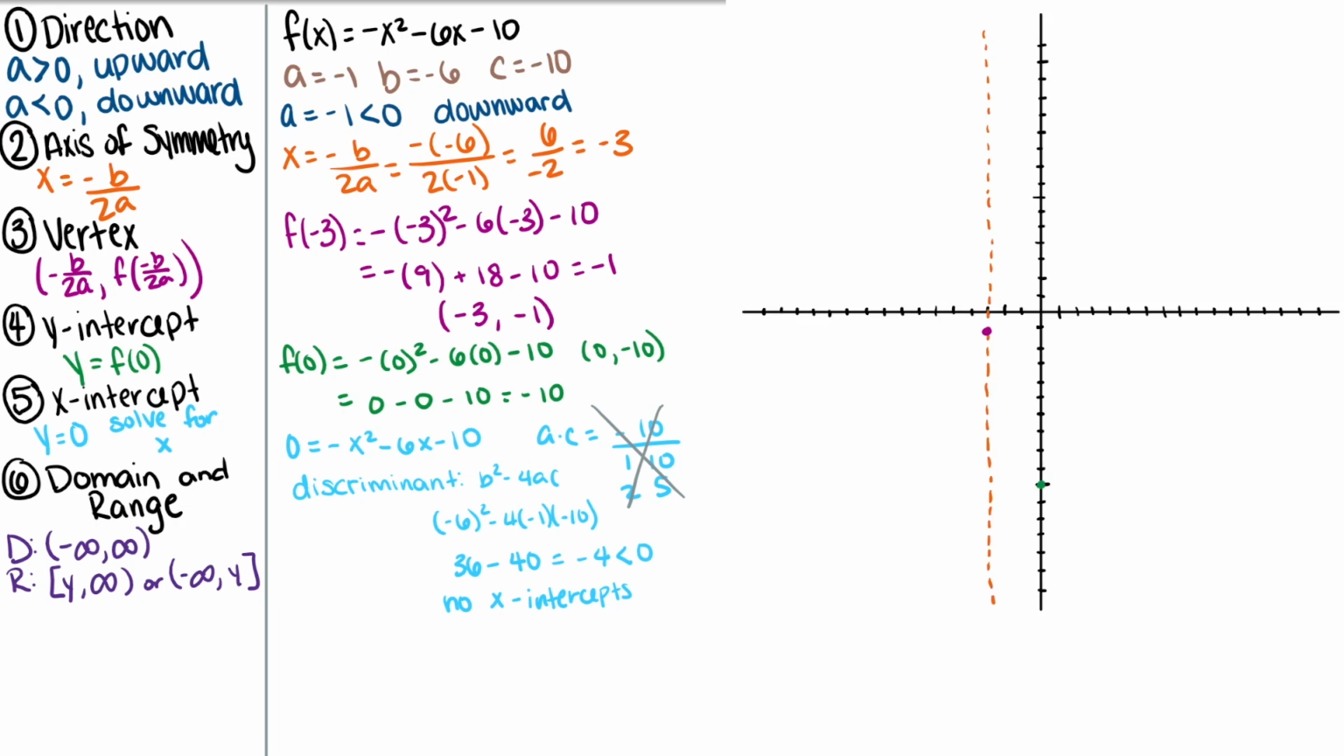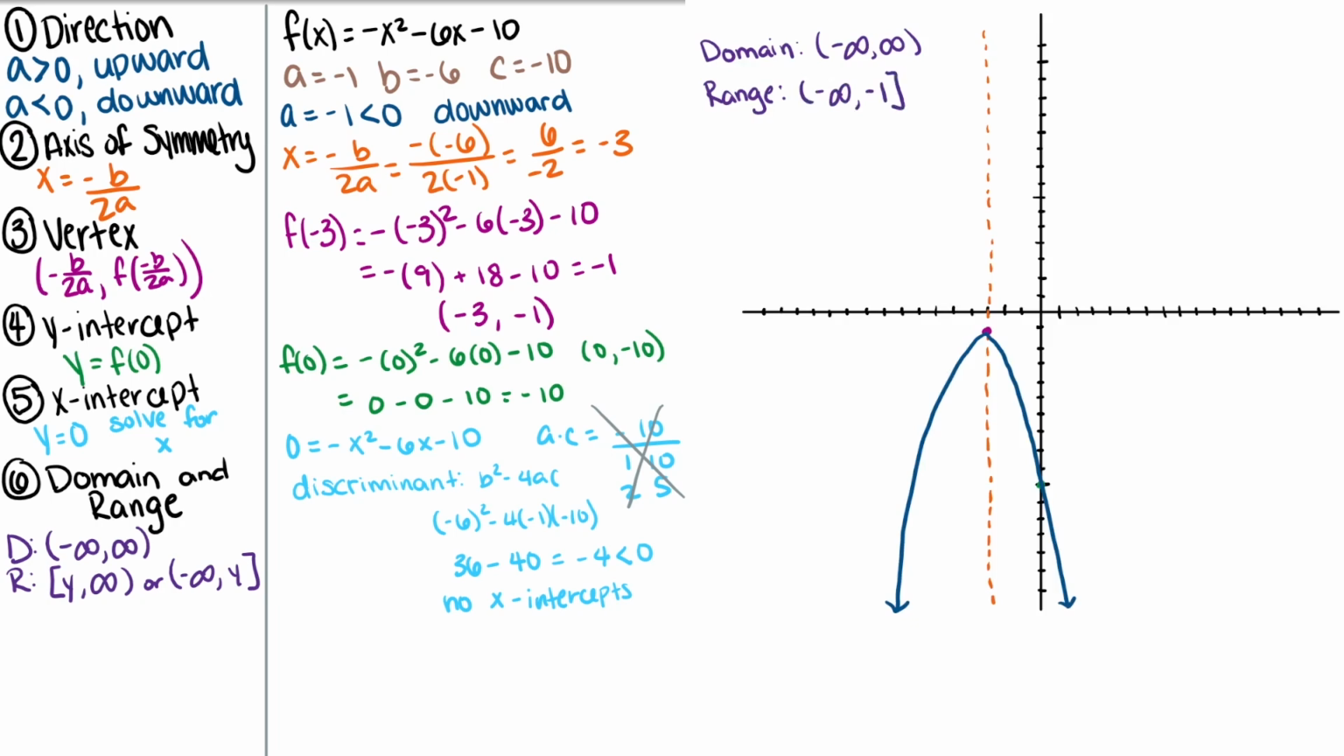So now that we've identified that we have no x-intercepts and we have our other points on our graph, let's sketch this parabola. Our domain is still negative infinity to infinity, and we see it's below the x-axis opening downward, which is, again, why we have no x-intercepts. For our range, since it opens downward, we go from negative infinity to negative 1, so our range is negative infinity to negative 1.